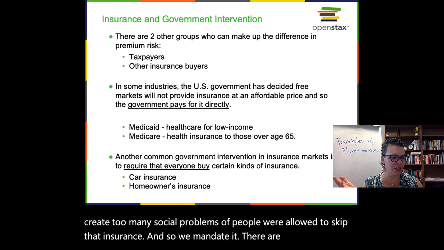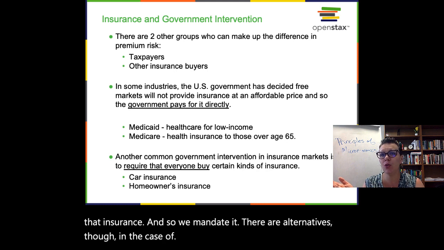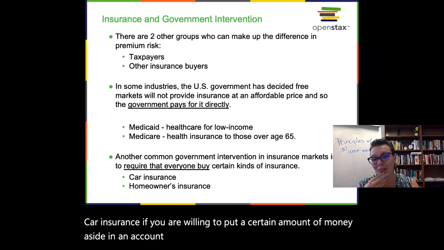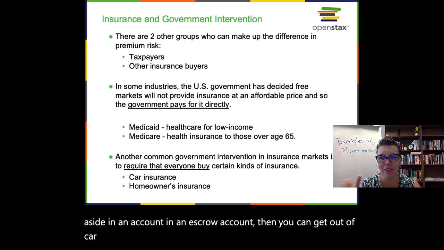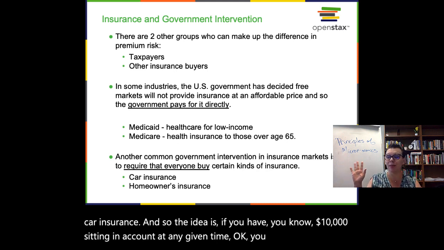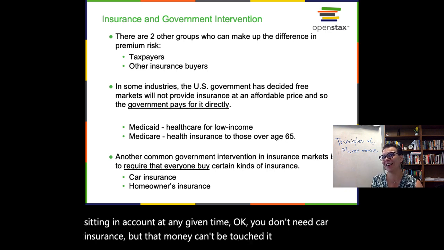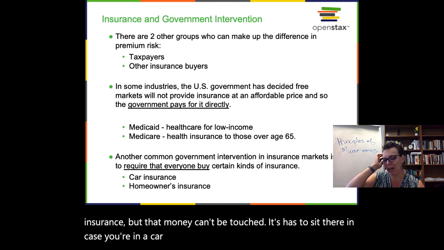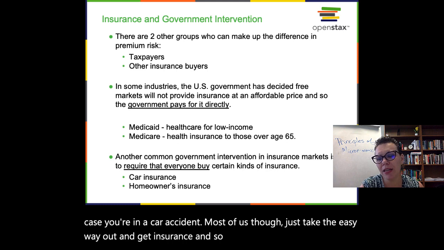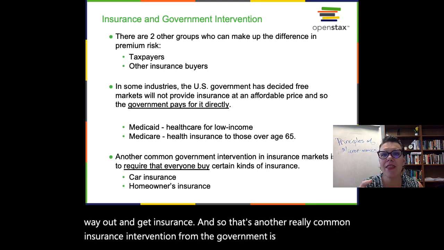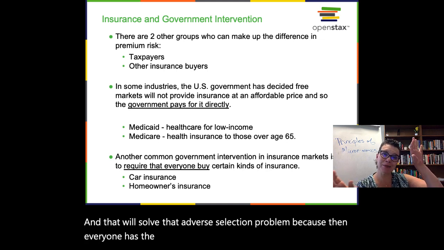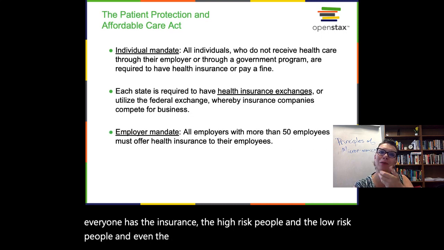There are alternatives, though. In the case of car insurance, if you are willing to put a certain amount of money aside in an escrow account, then you can get out of car insurance. The idea is if you have, say, $10,000 sitting in an account at any given time, you don't need car insurance, but that money can't be touched. It has to sit there in case you're in a car accident. Most of us, though, just take the easy way out and get insurance. So that's another really common insurance intervention from the government, mandating it. And that will solve that adverse selection problem because then everyone has the insurance, the high-risk people and the low-risk people and even the medium-risk people.